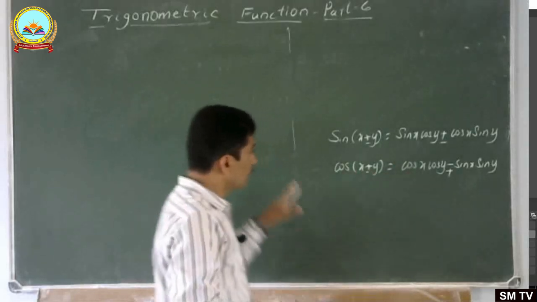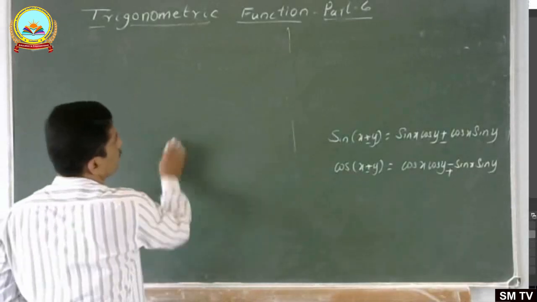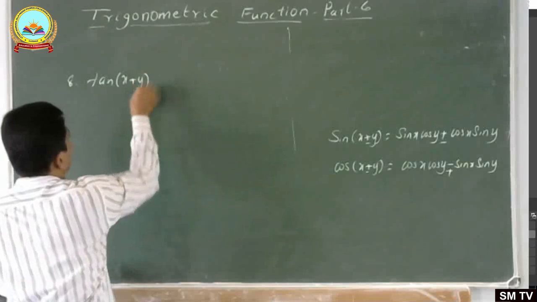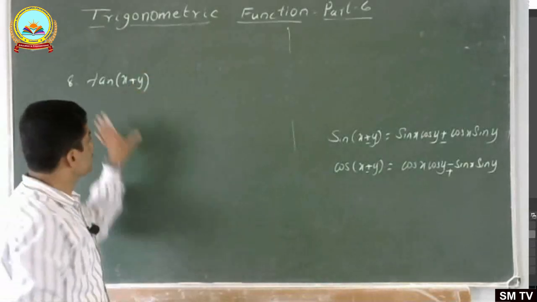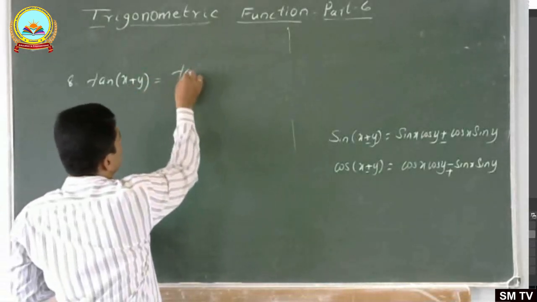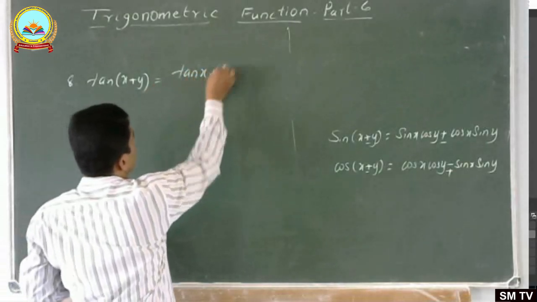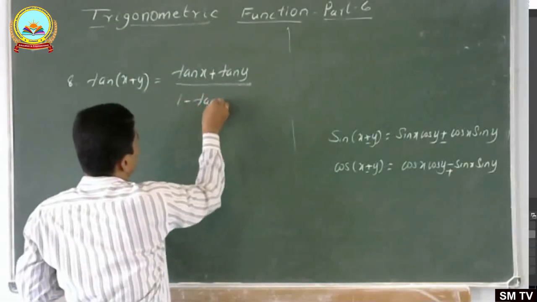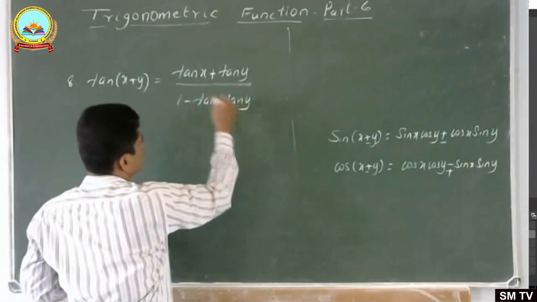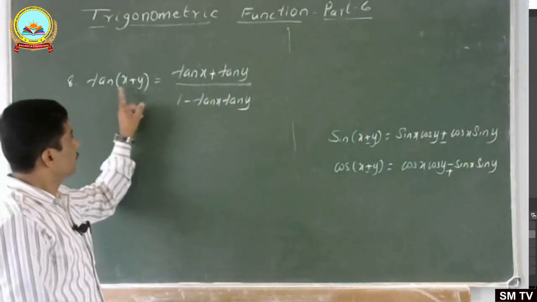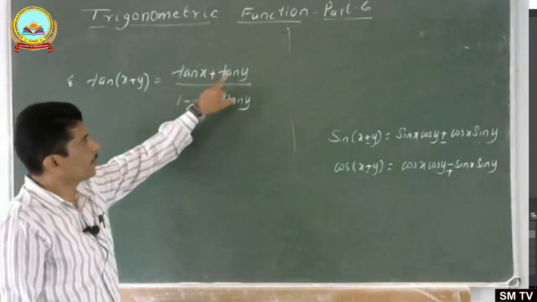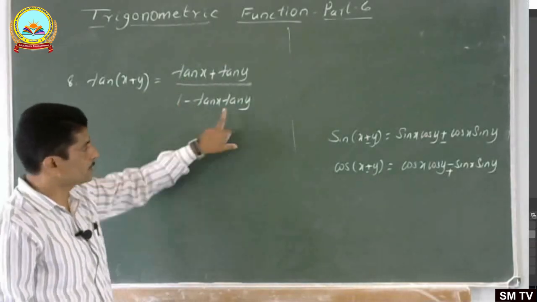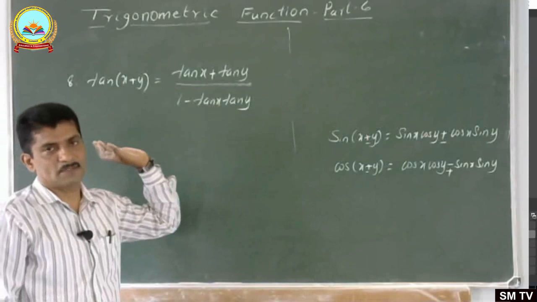Is it clear? With the help of this, you prove in the 8th result the tan of x plus y and tan of x minus y. Remember this result: tan of x plus y is equal to tan of x plus tan of y divided by 1 minus tan of x into tan of y.